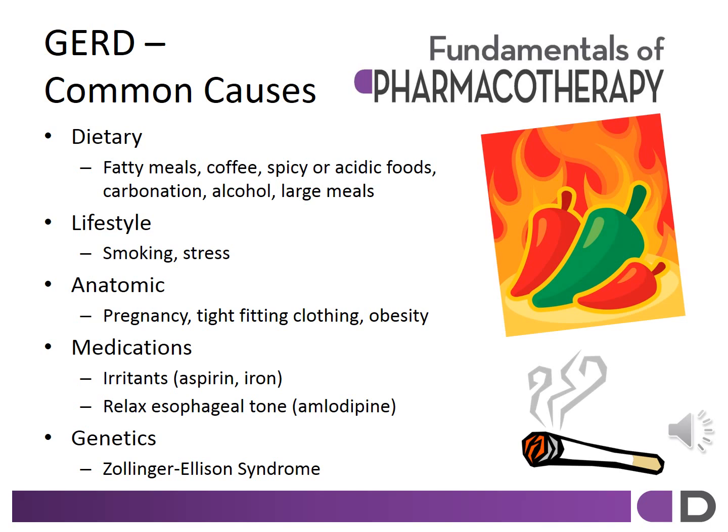Finally, there are medications such as aspirin and iron that can be irritating to the esophagus and to the stomach that can cause GERD, and medications such as amlodipine that can relax the esophageal tone and can allow contents from the stomach back into the esophagus. Finally, genetics can play a part in GERD. There's a rare disease called Zollinger-Ellison syndrome, which can cause the stomach to produce too much acid, which can be a cause for GERD.